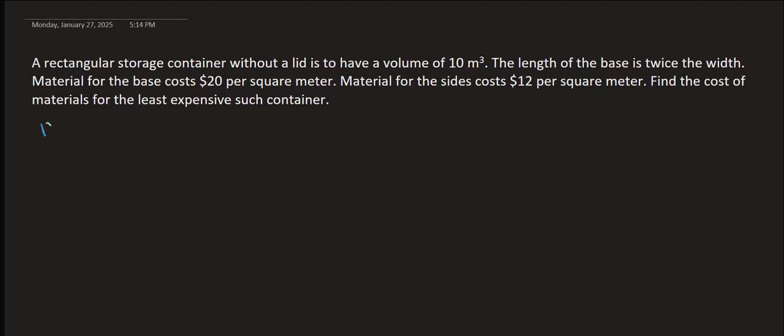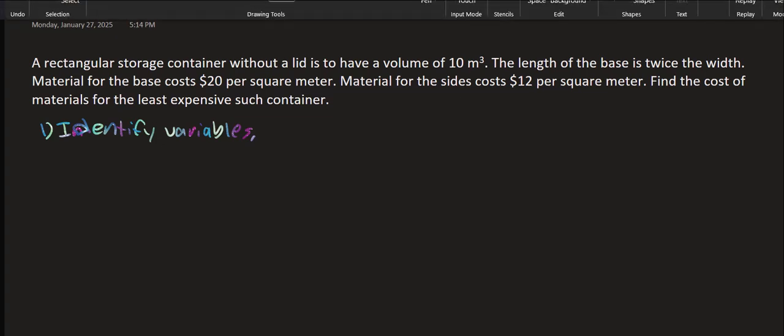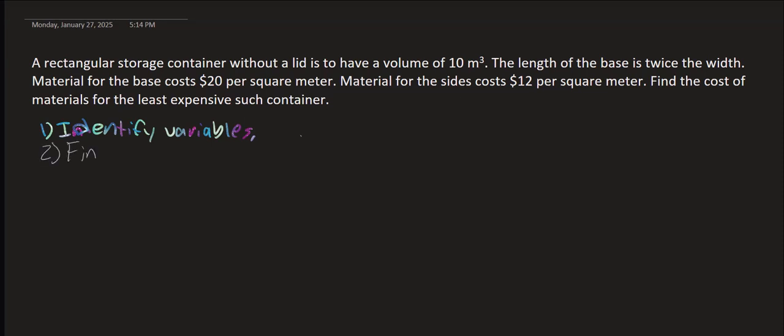So the first thing you want to do is identify your variables. A lot of times this comes with drawing a picture of some sort. You want to identify your variables. You want to find the function to be optimized. So what that means is you want to find a function for the thing that you're trying to make the biggest or the smallest.